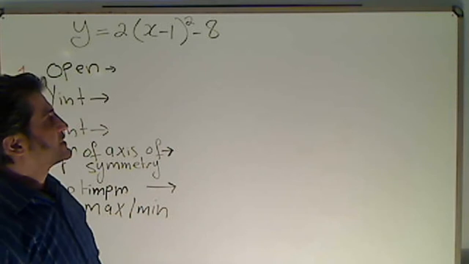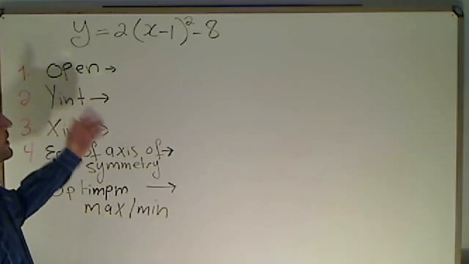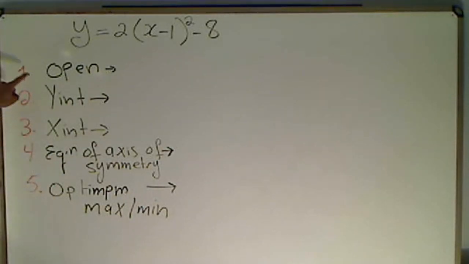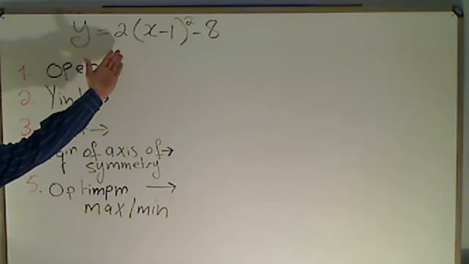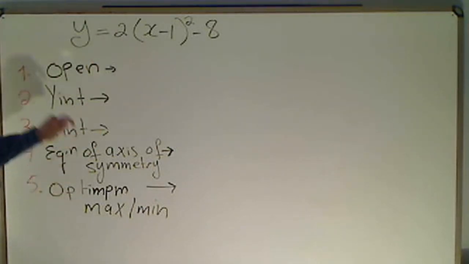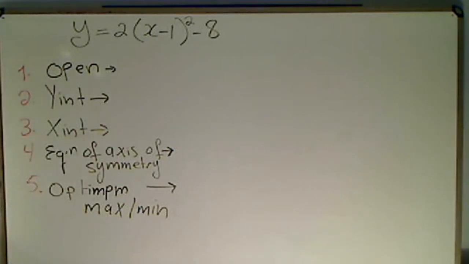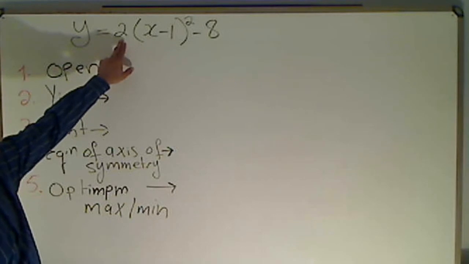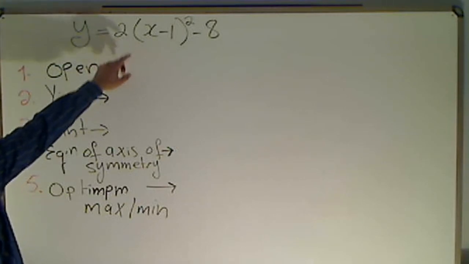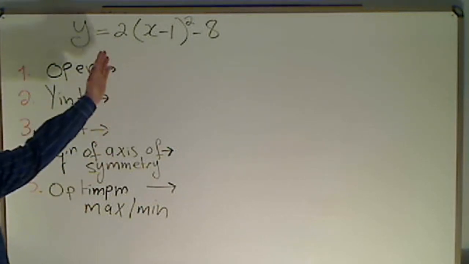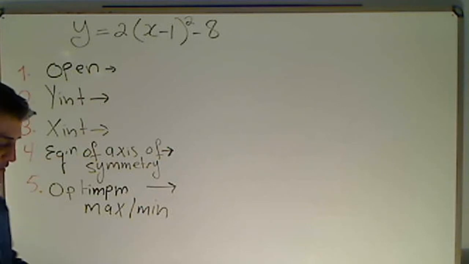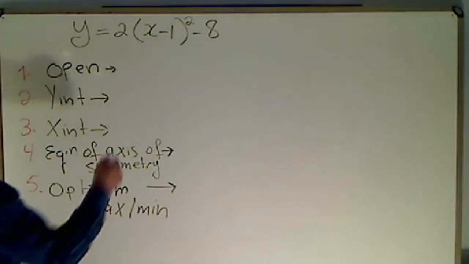Our session today is about graphing a quadratic relation from a vertex form using these 5 steps. To find the direction of opening, which is the very first step, we look at the value of a, the coefficient of x squared. If it's positive, it opens up. If it's negative, it opens down. So in this case, since it's positive, it's opening upward.